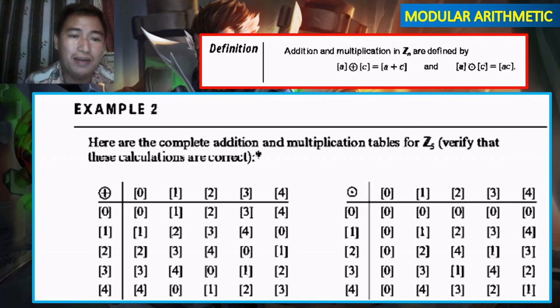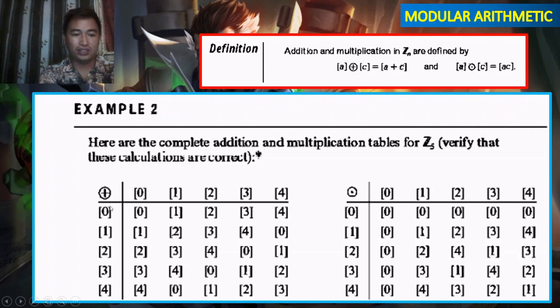Okay, so example 2. Here are the complete addition and multiplication tables of Z_5. Verify that these calculations are correct. I have actually already verified that they are all correct. The first table is for plus. So 0 plus 0, of course we can add, it is 0. 0 plus 1 is 1, 0 plus 2 is 2.